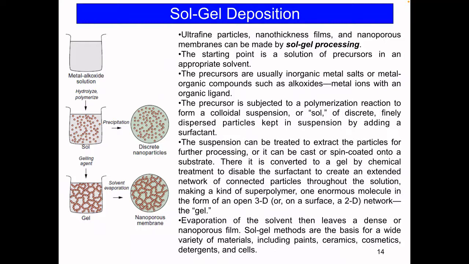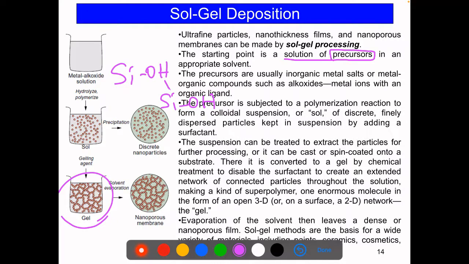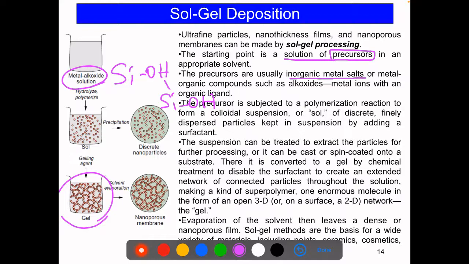And the starting point is a solution of precursor. Precursor means my food, what I need to put in my reaction. That's the metal alkoxide solution, for example, in an appropriate solvent. The precursors are usually inorganic metal salts, metal organic compounds such as alkoxides, metal ions with an organic ligand, okay? So if you want to make a zinc oxide nanoparticle, you have to find a metal salt of zinc in some form.